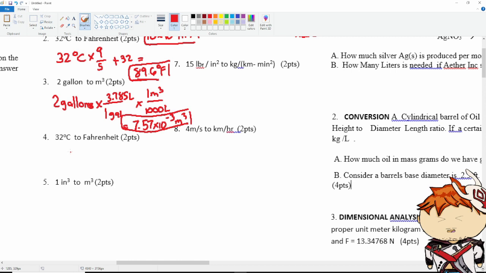32 degrees. Guys, I didn't know the conversion. Plus 32 is equal to 89.6 degrees Fahrenheit. I think that should be the answer.